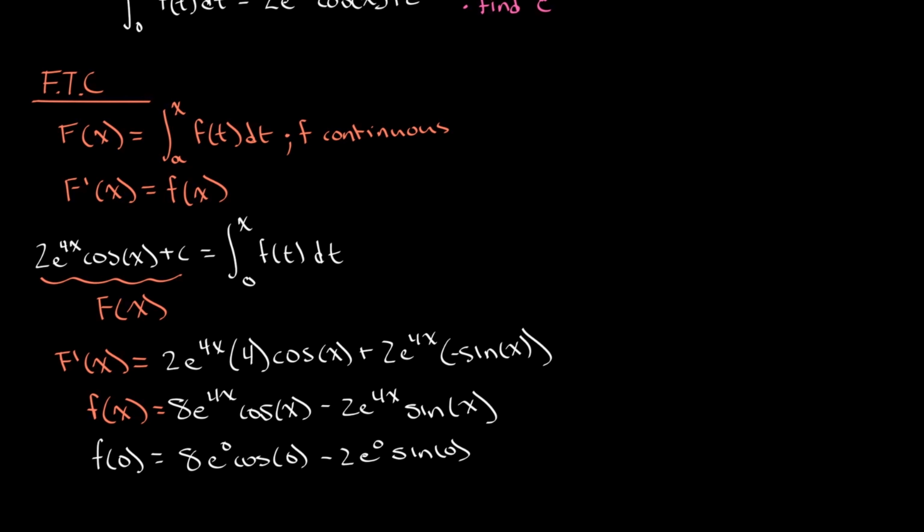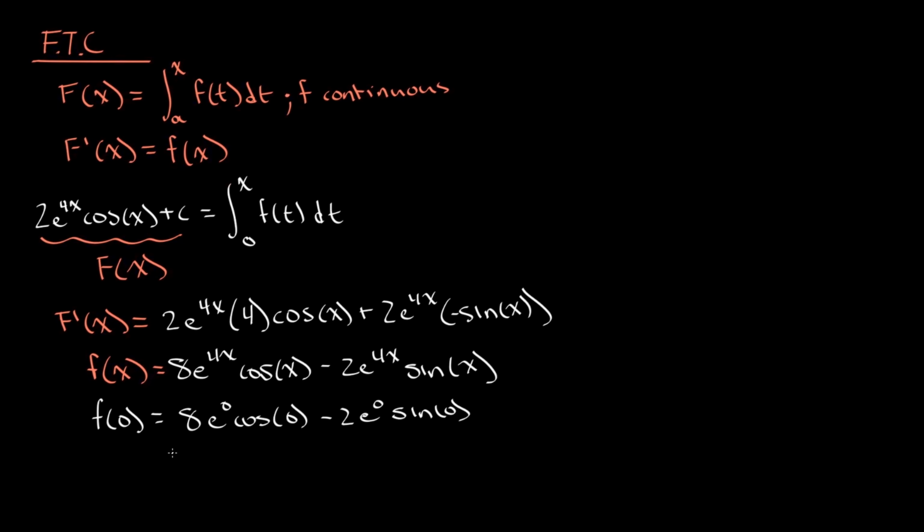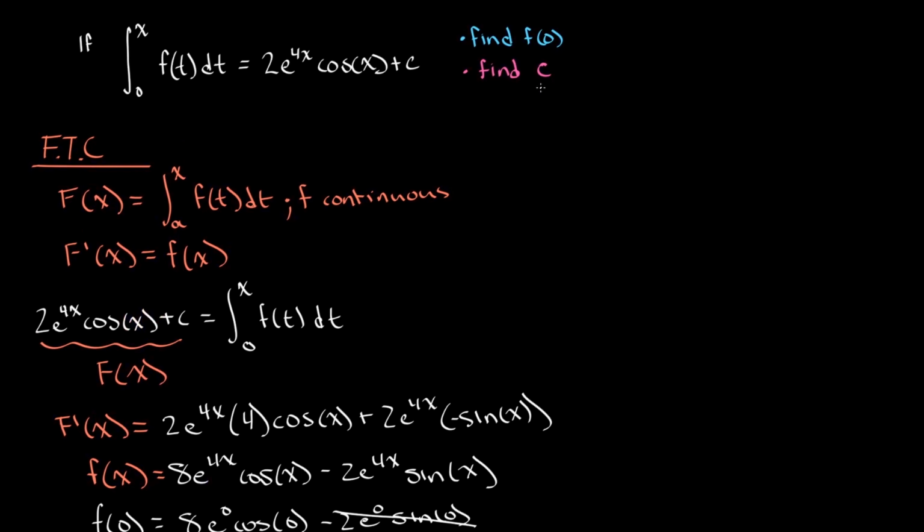And what does this evaluate out to? Let's see. We have this second term here, sine of 0 is just 0, so this whole term is going to go to 0. And we're left with 8 times 1 times 1. So this is 8. f of 0 we found to be 8. So that's the first part of our problem right here: f of 0 is 8. So we found f of 0, and now we need to find what c is.